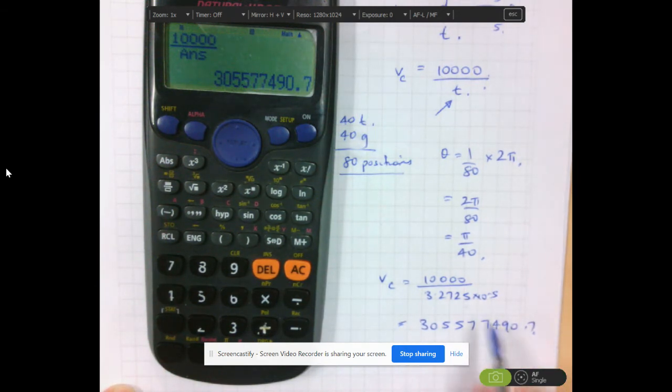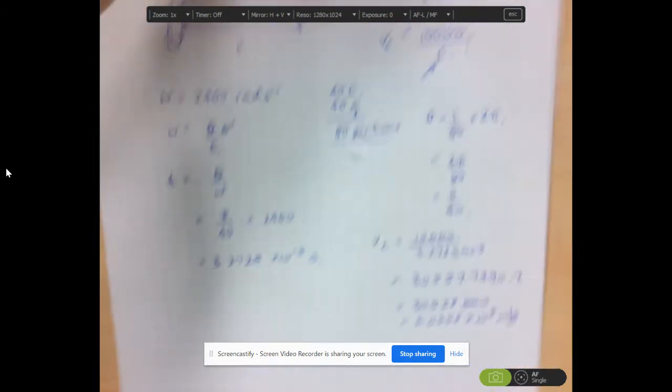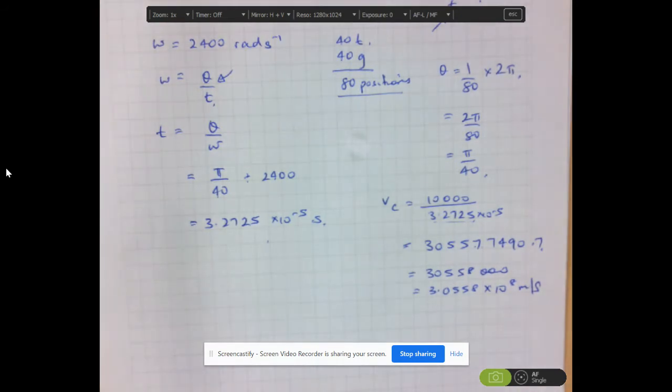Okay, let's round this to the right number of significant figures. 1, 2, 3, 4, 5, 6, 7. So that's 30558, or 3.0558 by 10 to the power of 8 metres per second. Oops, that's gone off the screen there. I'll move it up for you. Okay, so that's what we've calculated as the speed of c for this experiment.